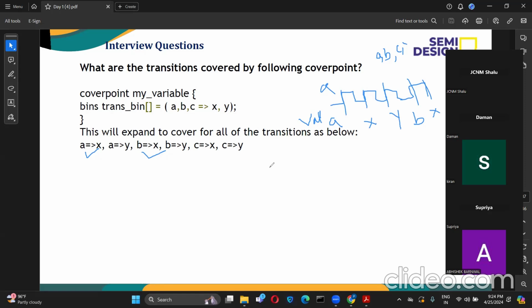Sorry, madam. In case of A to X and B to X it is okay. Then how come A to Y will also come under hit case? See, in this entire simulation, for example, you have 1,000 units of simulation time, 1,000 microseconds. Anywhere in this entire simulation you can get this kind of scenario. Whenever this scenario happens, then this bin will get hit. If in the entire simulation these two bins didn't get hit, it means this scenario didn't come. Then these two bins will not be covered.